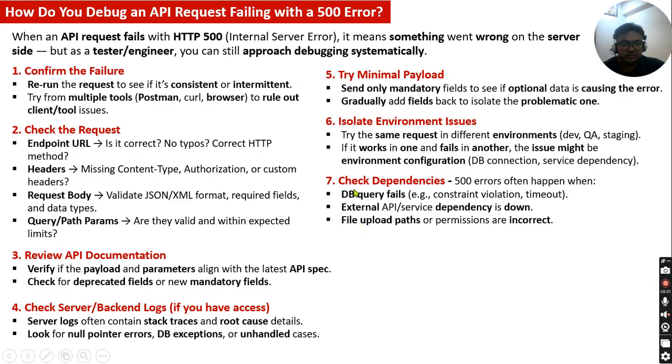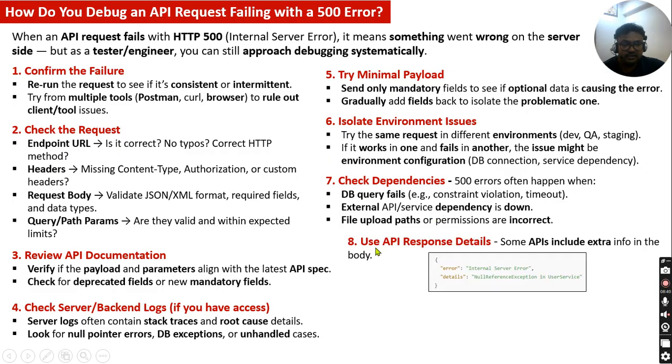Okay, so these are the dependencies you should check when you are debugging the 500 error: DB queries failing, external API, and the file upload path permission. Then use the API response details. Some APIs include extra information, so try to use the API response details as well. Sometimes if your developers are good enough and have put proper information in the 500 error, like error: internal server error, and details: this is a null reference exception in user service, you will see that kind of information in your response.